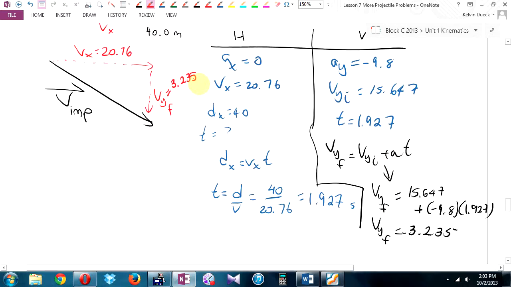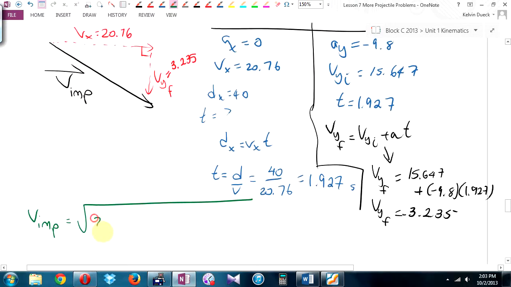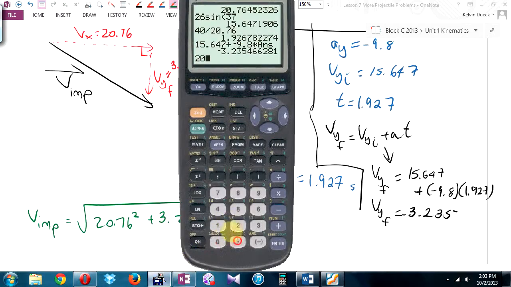Absolutely. So, Sammy, let's go Pythagoras. This is going to be kind of cool, kind of nerdy, all good stuff. I'm going to try doing it in one step. It's going to be a big square root of 20.76 squared plus 3.235 squared. 20.76 squared plus, answer squared.